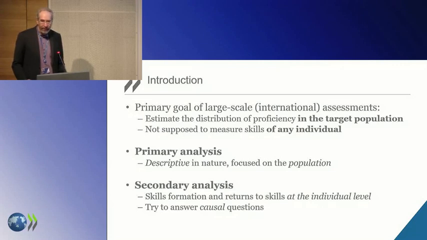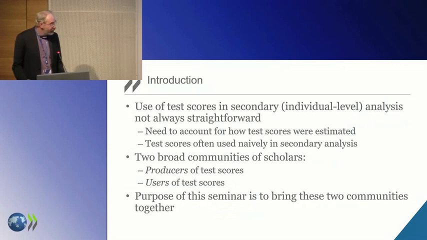And then obviously there's the interest in the secondary analysis of these data, going more deeply into trying to look at the relationships between background variables and performance, and particularly skill formation, and returns to skills, for example, at the individual level, as well as trying to answer, such as one can with a cross-sectional study, making causal inferences. As probably all of you are aware, the use of these test scores in secondary or individual level analysis is not always very straightforward. It's particularly important for people to understand how the test scores were estimated, and I know most people have some trouble with the notion of plausible values and the apparent circularity of the creation of these values at times. And I know this kind of issue will come up today in this seminar.